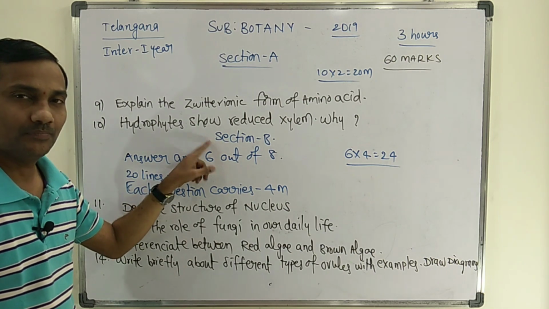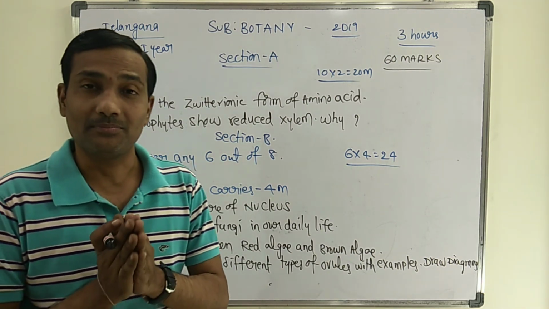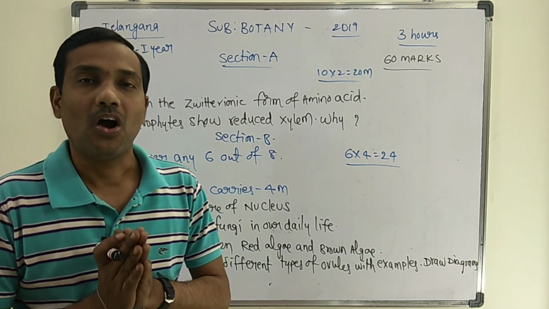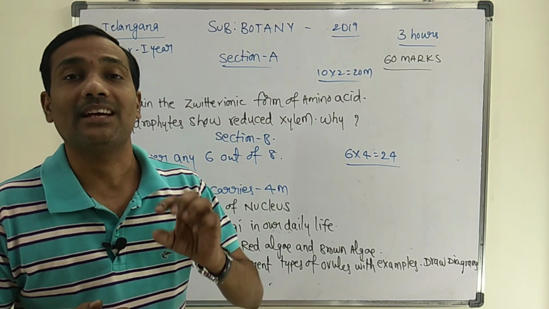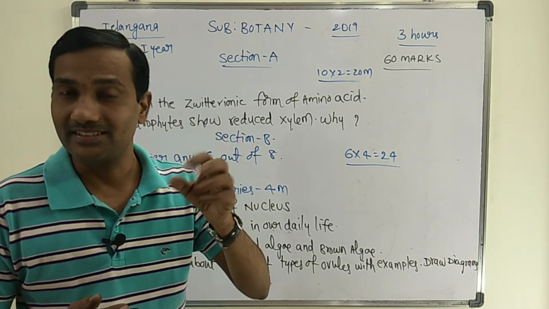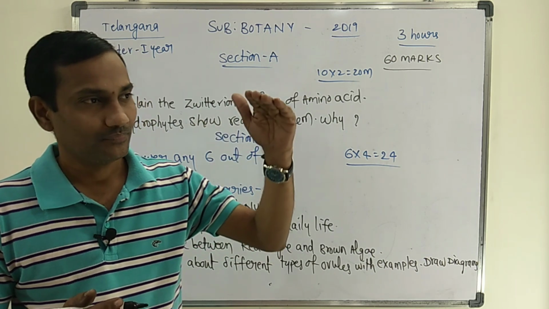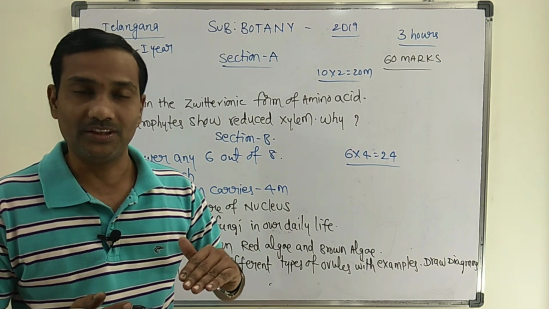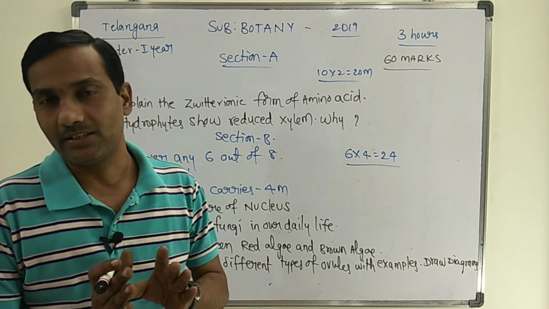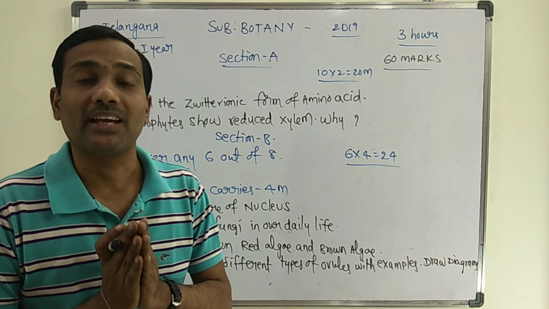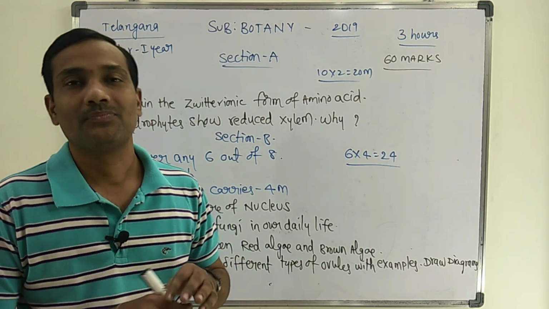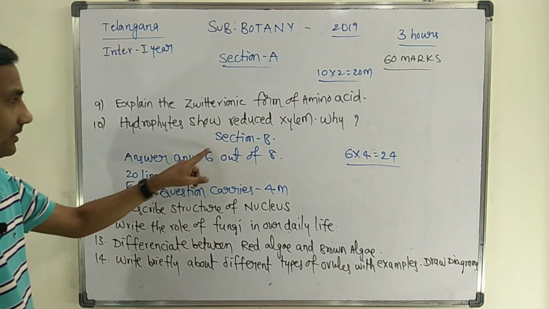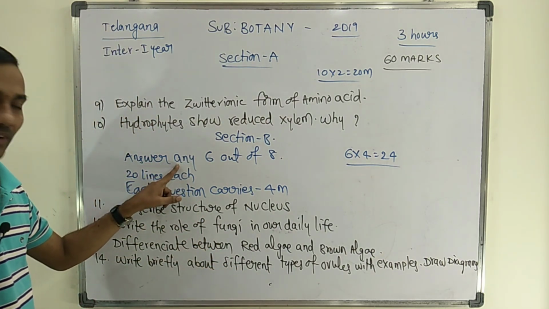Now section B. There will be 8 questions in section B. Out of 8, you have to write any 6 questions, and there is no need to follow order. For example, if you write the 11th question, you can choose the 13th question, the 15th question. Like that you can write. But you have to write any 6 out of 8 questions. So 2 questions will be the choice. Section B, answer any 6 out of 8.